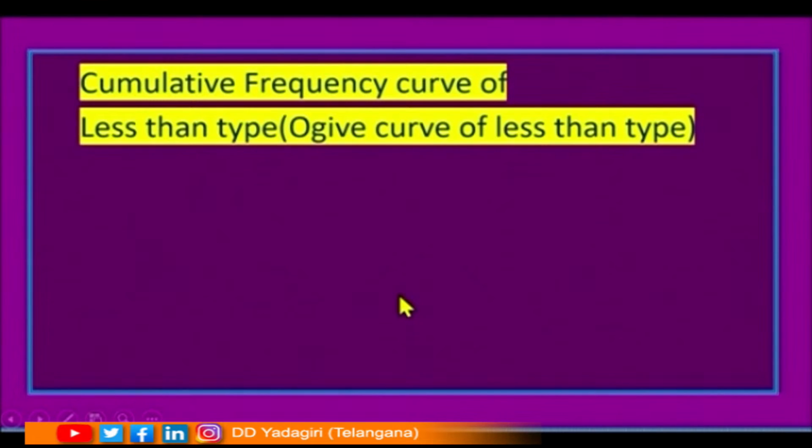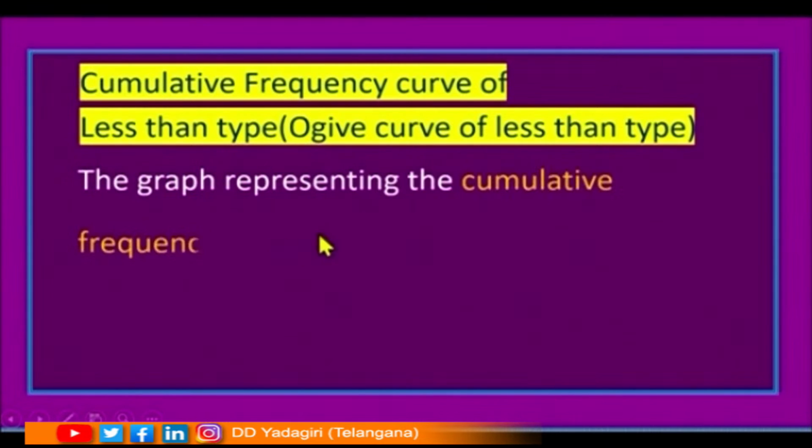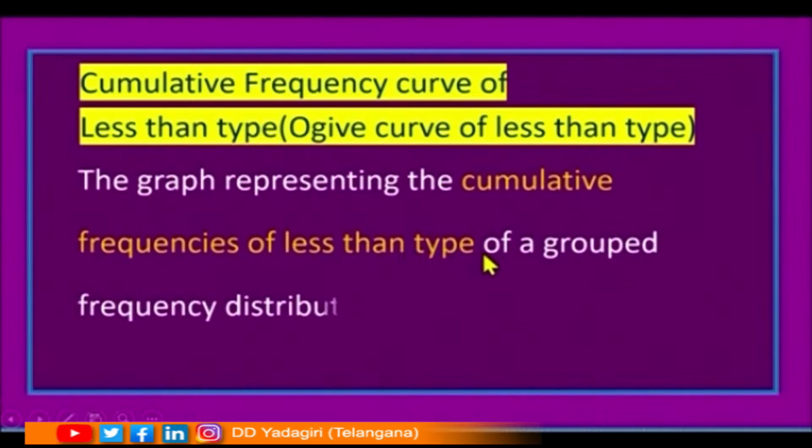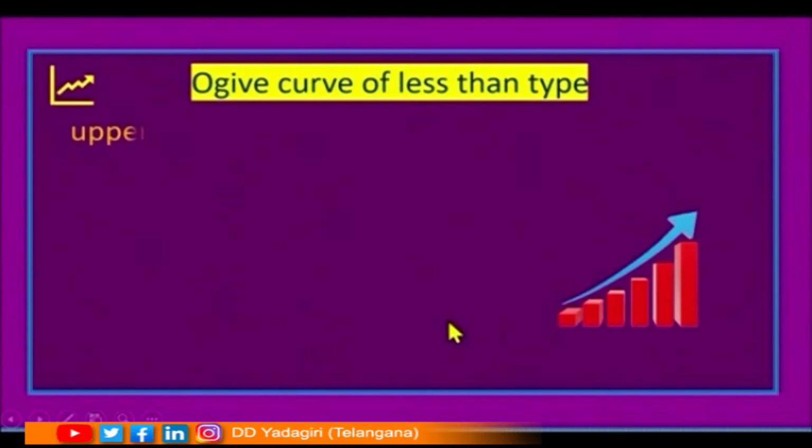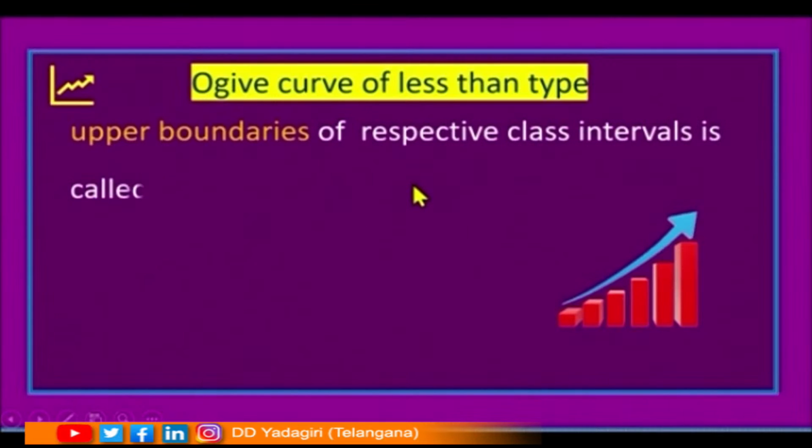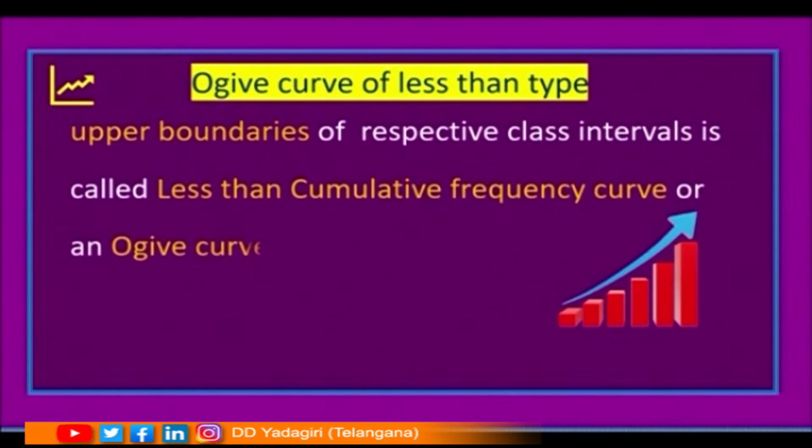So what exactly is the Ogive curve of less than type, or cumulative frequency curve of less than type? The graph representing the cumulative frequencies of less than type of a grouped frequency against the corresponding upper boundaries of respective class intervals is called the less than cumulative frequency curve or an Ogive curve of less than type. So you represent the upper boundaries as well as the cumulative frequency of less than type on each of the axes, and the graph obtained is called the Ogive curve of less than type.